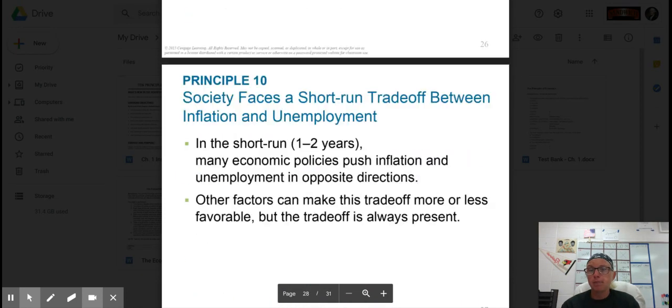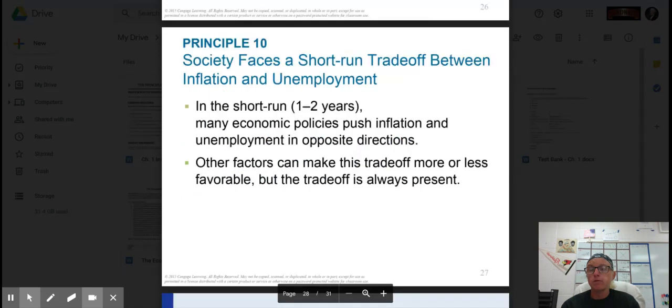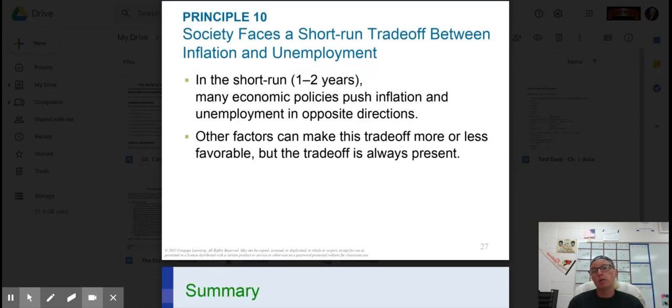Principle 10, society faces a short-run trade-off between inflation and unemployment. So in the short run, if you have higher prices, you tend to have low unemployment. But if you have low prices, deflation, that's when you have high unemployment. So inflation can be bad, but deflation is very, very bad because deflation means people are out of a job.